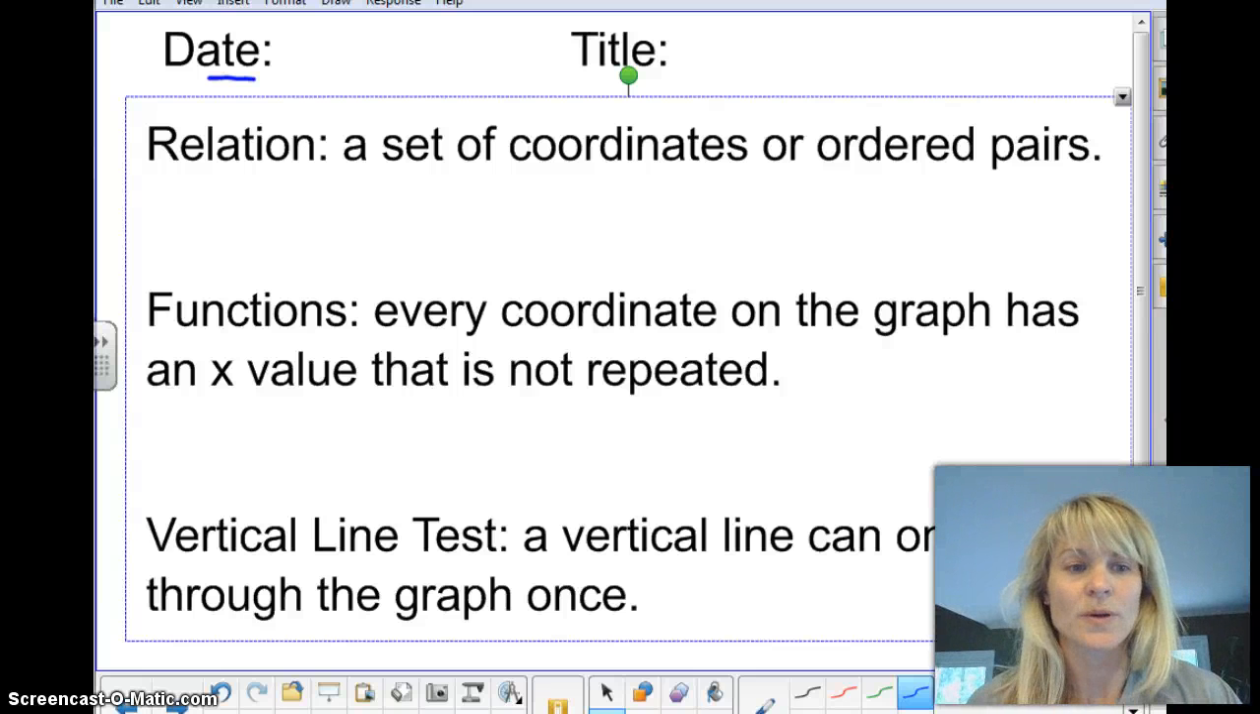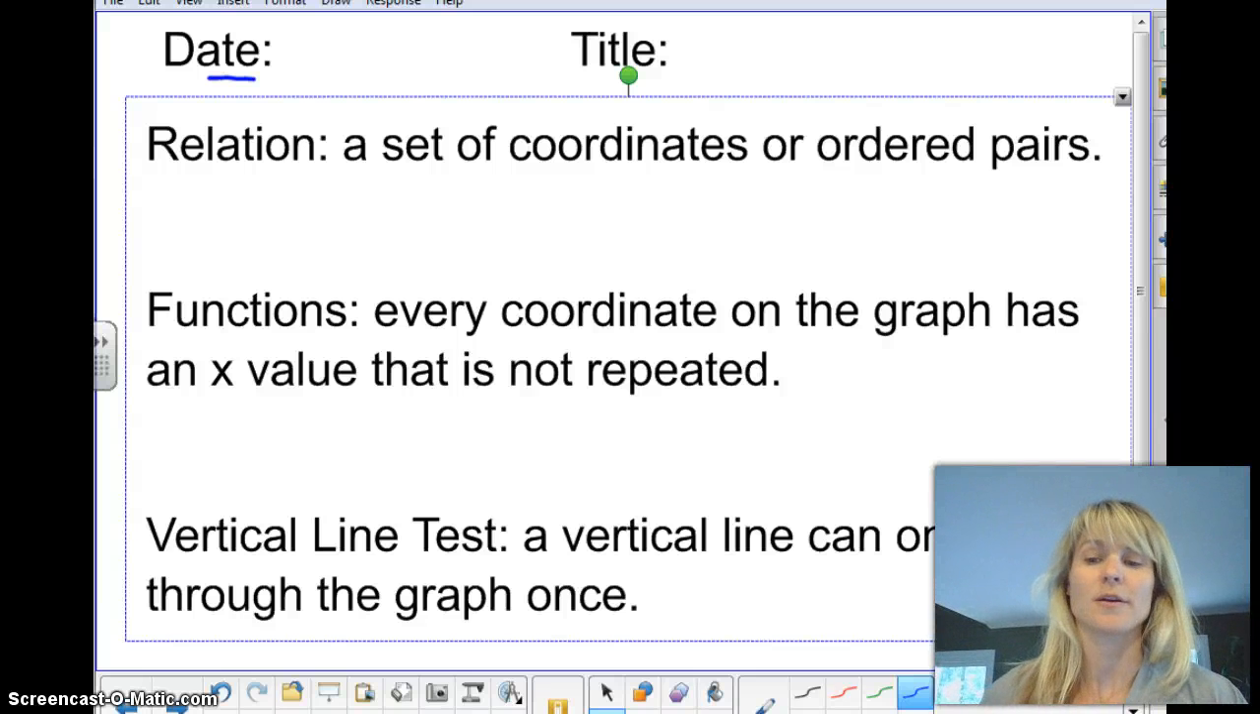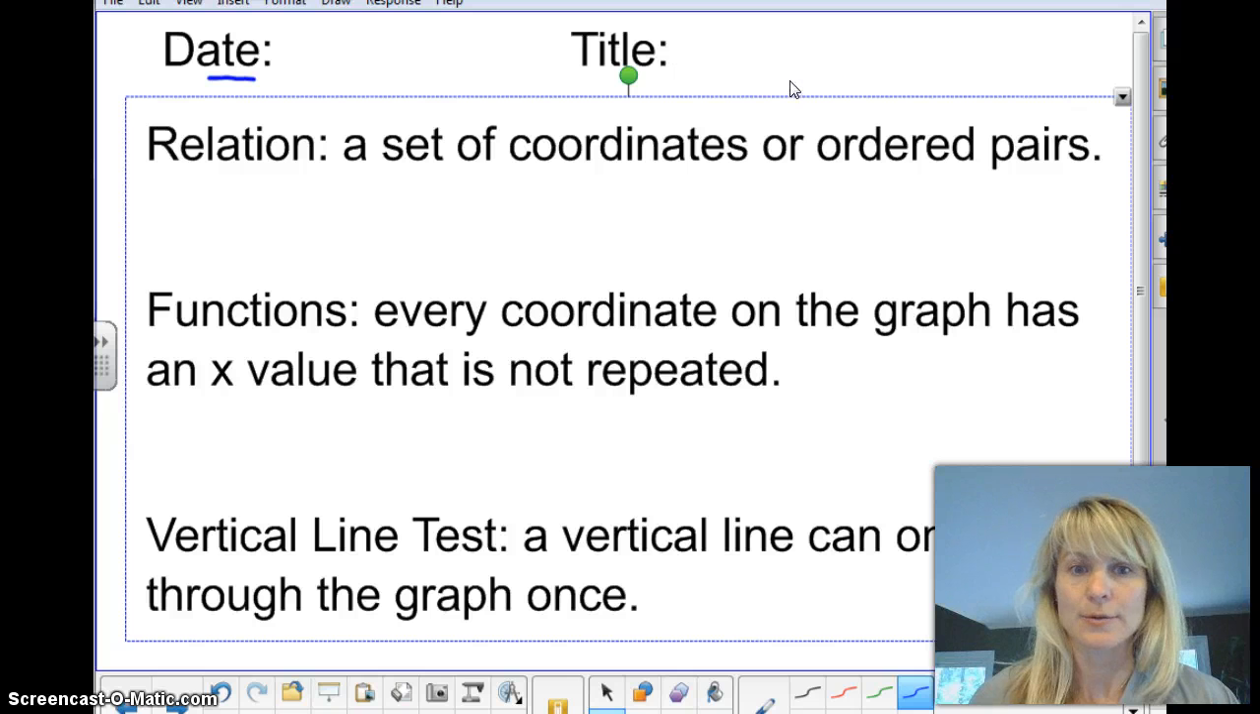Okay, so we're going to work on our first set of video notes for the flipped classroom. On the top of your notes, you should always put the date and the title. This is functions and relations, so you could title it functions and relations.